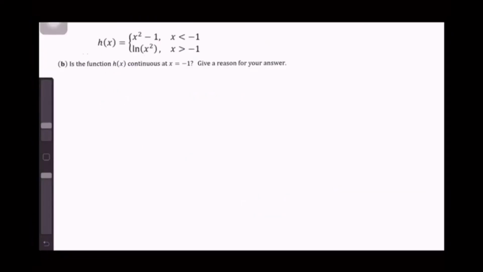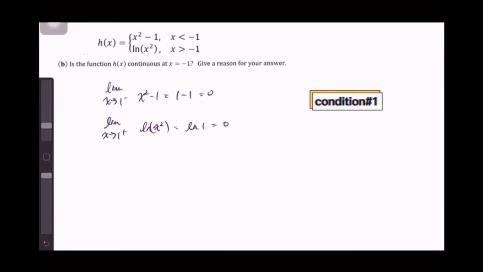Now, let's look at a similar problem. Similarly, by evaluating the left-hand and the right-hand limit of h of x at x equals negative 1, the left-hand limit is just 1 minus 1, which is 0. And we get natural log of 1, which is also 0 for the right-hand limit. Since they are both 0, our first condition has been met.